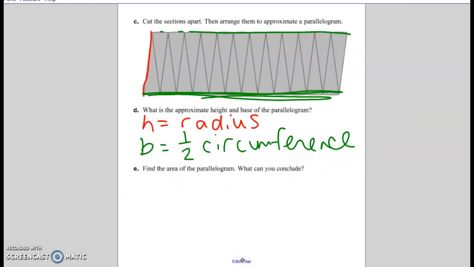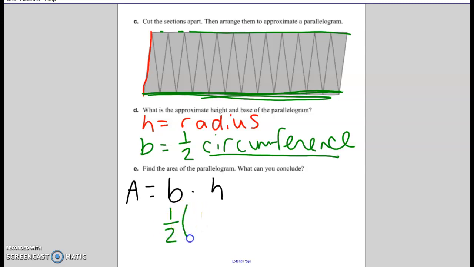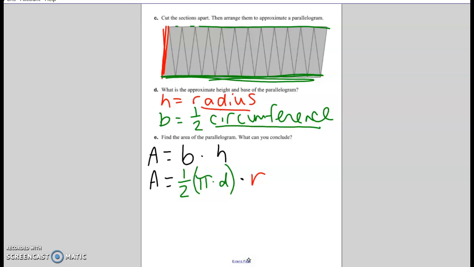Well, would you look at that? And if we know that how you find the area of a parallelogram is base times height, well, the base is going to be half of our circumference. Well, how do we find circumference again? Pi times diameter. And then the height of our parallelogram is the same as the radius of our circle. So this is how you would find the area of that parallelogram if you're thinking about the parallelogram in terms of parts of a circle.